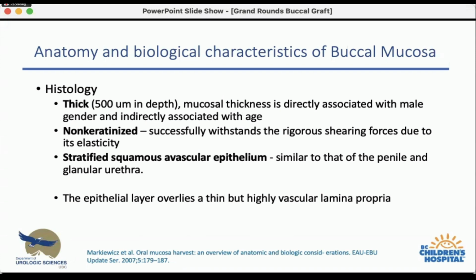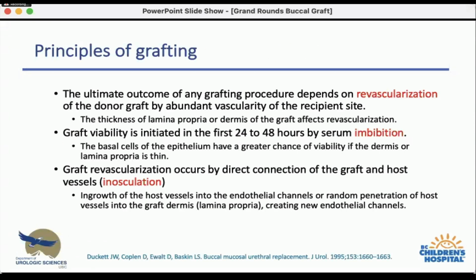In contrast, other materials used in urethral reconstruction, such as the bladder mucosa or the penile skin, have a thin epithelium but a very thick lamina propria. And the properties of the lamina propria facilitate graft take, as the thinness of it enables imbibition and its dense plexus of blood vessels promotes inosculation. So you're going to ask me, hey, what's imbibition and inosculation?